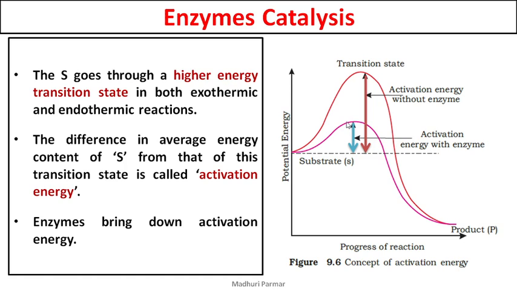This means that when enzymes are present, the transition state can be achieved with the help of a lesser amount of energy. So it brings down the activation energy. That is what enzyme does. And because this activation energy is brought down, now a lot of substrate can be converted into product with less amount of energy. Clear? That is what is seen in this whole graph. I hope you are able to understand.